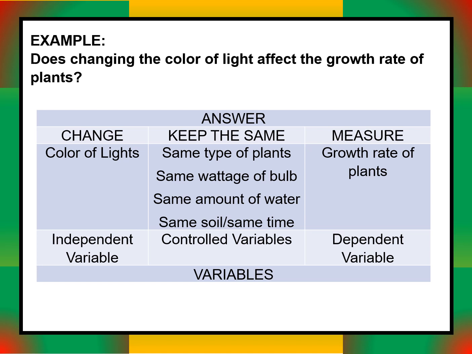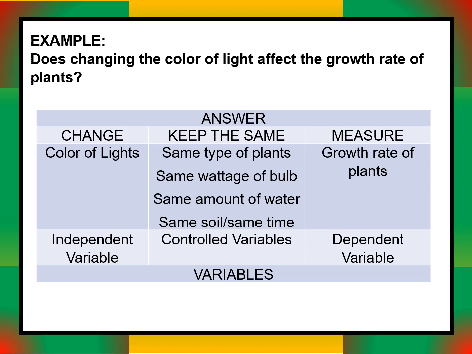So if plants are exposed to blue lights for 3 minutes, they must also be exposed to red lights for 3 minutes. So same time exposure to the color of lights. So these are the controlled variables. How many variables do we have? 1, 2, 3, 4, 5.